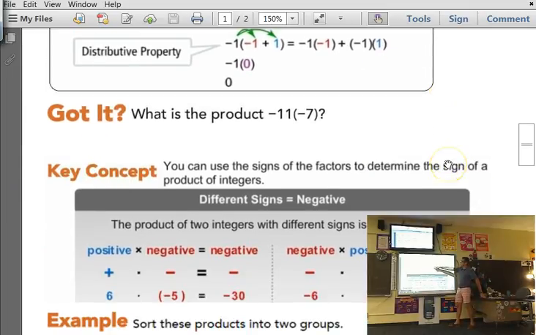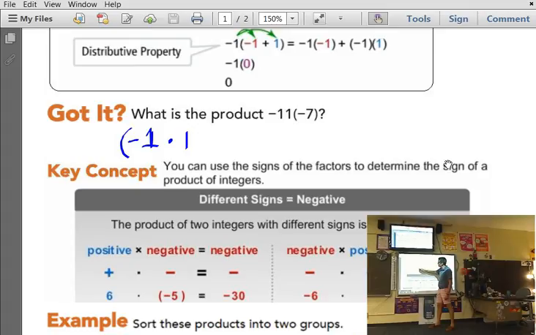I'm going to take my negative 11 and my negative 7. I'm going to break both of them up. Negative 11, I'm going to rewrite, and just watch for now. I'm going to rewrite negative 11 as... actually, I'm going to say the negative 1 first because I like to put my negative first. It's just easier that way. Negative 1 times 11, so that would give me negative 11. Are we cool with that?